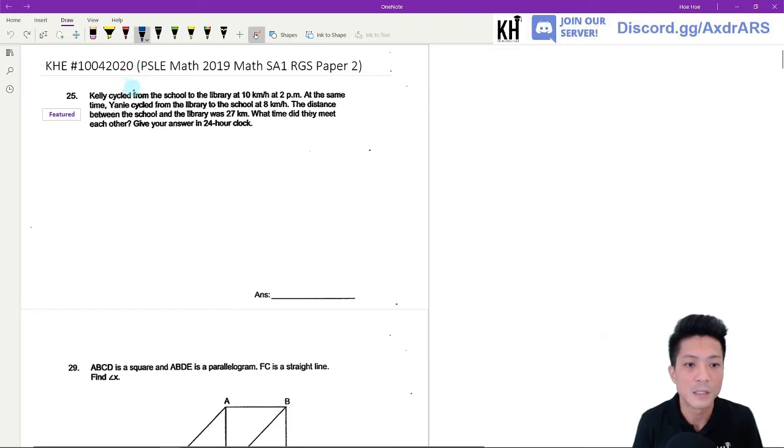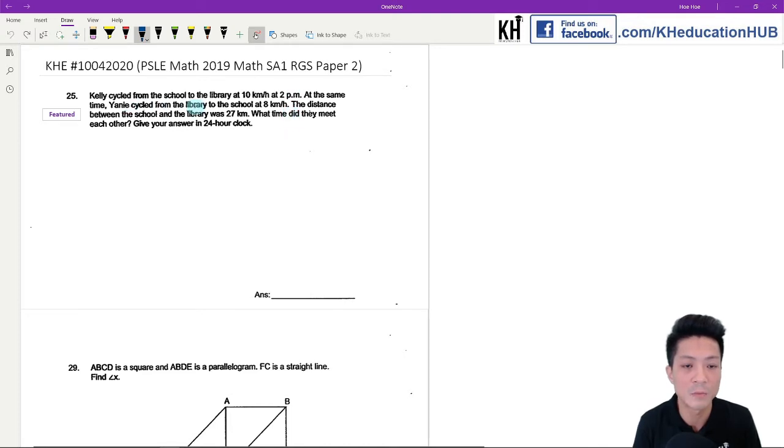Kelly cycled from the school to the library at 10 km per hour at 2 p.m. At the same time, Yanni cycled from the library to the school at 8 km per hour. The distance between the school and the library was 27 km. What time did they meet each other? Give your answer in the 24-hour clock.